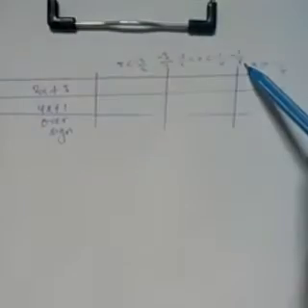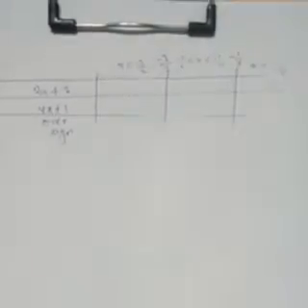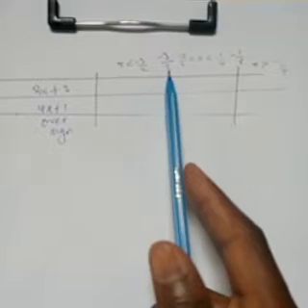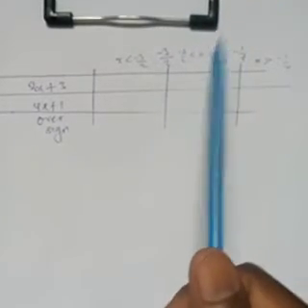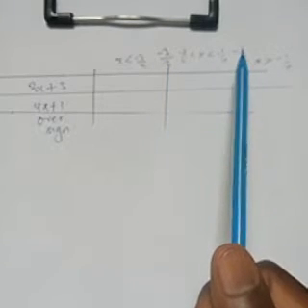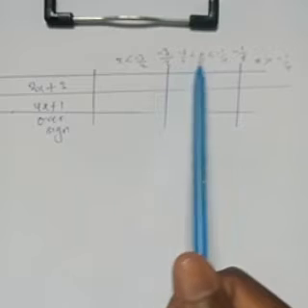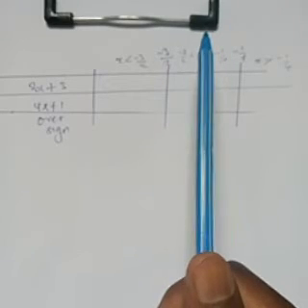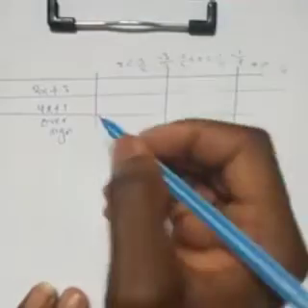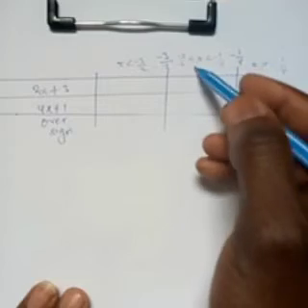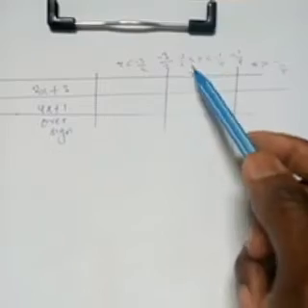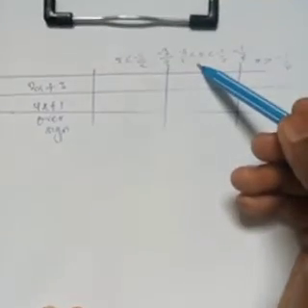In between here, what number can you get? If this is negative 1.5, this one is going to be negative 0.25. What number can you get in between? You can just get negative 0.3, simple, or negative 0.4. Or if you want, you can even get negative 1. To simplify things, get negative 1 here.